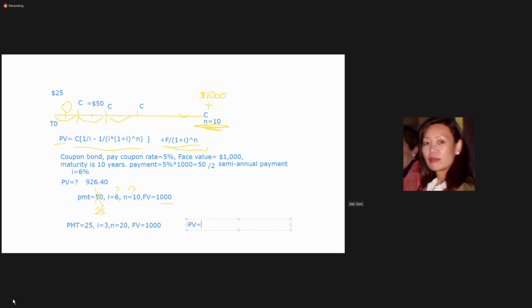Maybe it should be more, but let me see. Before, it was 50 payment, 6 for I, 10 for N, 1,000 future value, and the present value is now 926.4. Should it be higher? I will try to figure out the reasoning. Should it be higher because they pay you more frequent cash flow? So it should be a little higher. But like I said, it's just a difference of less than $1. Maybe it's not effective. If we do more compounding, maybe it's clearer.